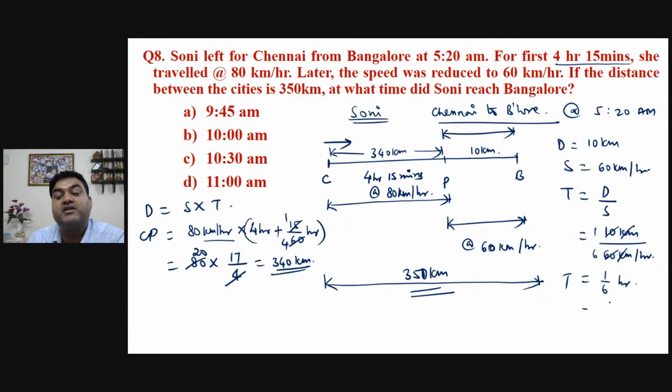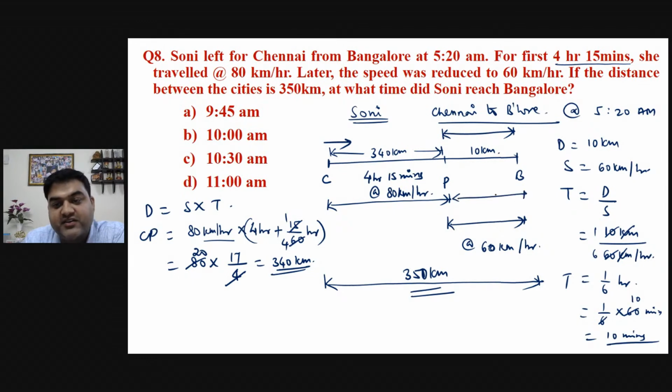which can be written as, 1 by 6 hour is how much? 1 by 6 into 60 minutes, that is 10 minutes, correct? So write down here how much time it will take between this and this: 10 minutes. Okay, now try to understand.